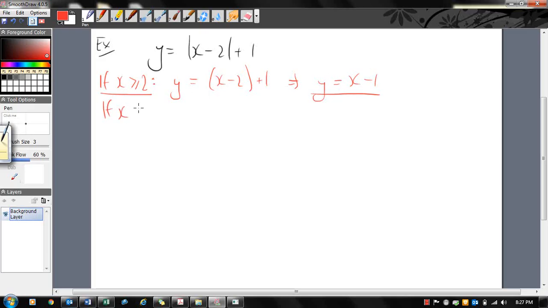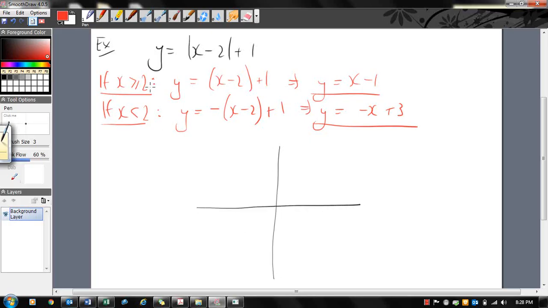What does it look like if x is less than 2? Then we get y is equal to negative x minus 2, because remember the modulus will times it by negative 1, plus 1. Simplify, y equals negative x, and then that negative will make that a positive 2, plus 1, positive 3. And so they're the two situations we get on a graph.